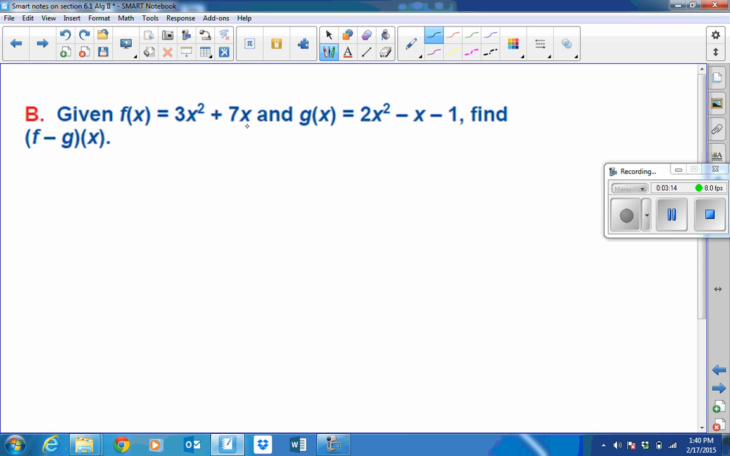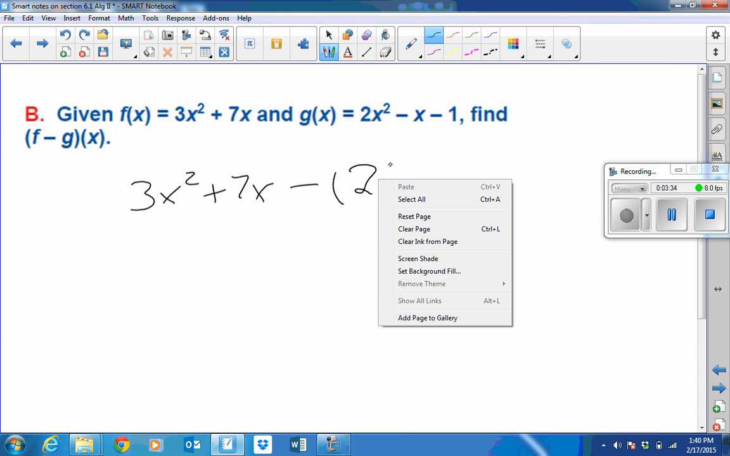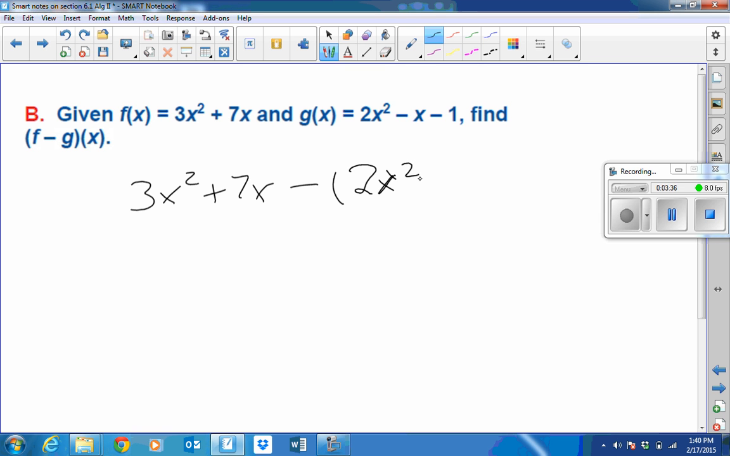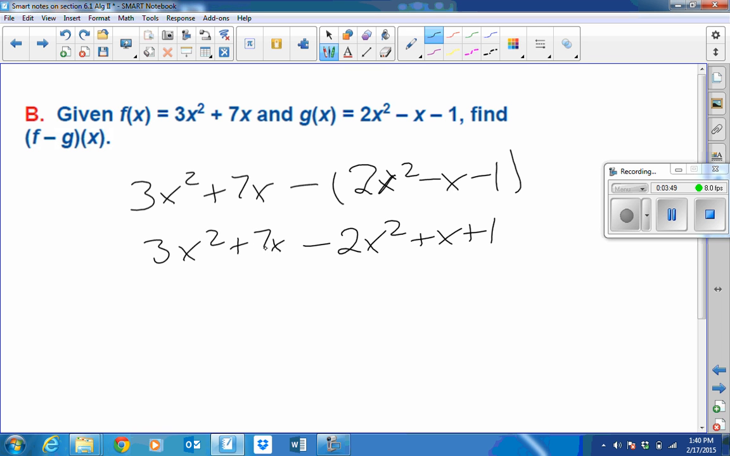If I was finding, with the same two functions, f minus g of x, I would take 3x squared plus 7x, and I would subtract all of g of x, 2x squared minus x minus 1. Taking the negative through, that becomes negative 2x squared plus x plus 1. And I would get x squared plus 8x plus 1.